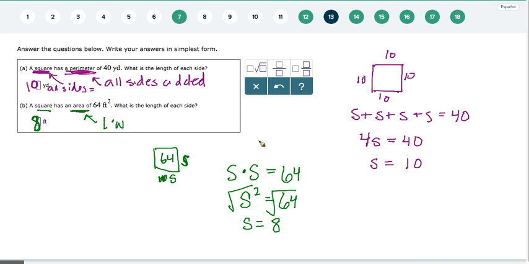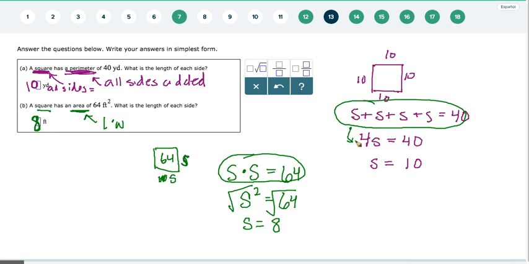Or you could have really looked at this part right here and said, what times itself equals 64? And you get 8. Up here, you could have said, well, I have to add the same number 4 times to get 40. Okay, it's 10. You don't have to get fancy with all this extra work, but if you look, everything does flow using what you've learned already.